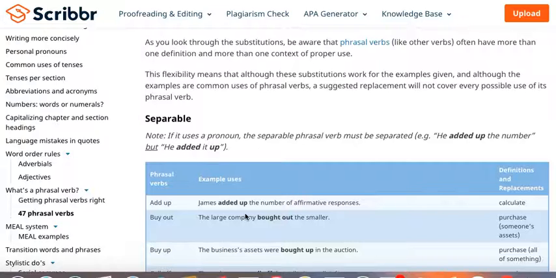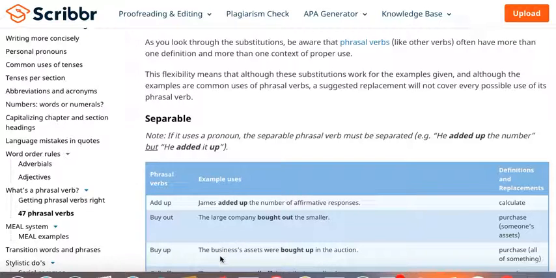The first one, add up. James added up the number of affirmative responses. Calculate. Added up means calculate. Buy out. The large company bought out the smaller. Bought out, what does that mean? One word. Purchase. You purchase someone's assets. An asset is something that you can buy and sell.